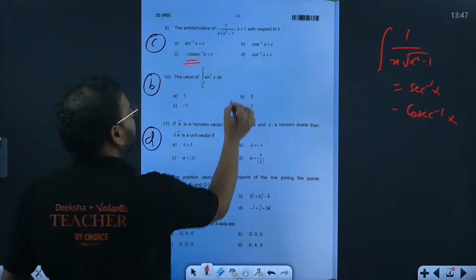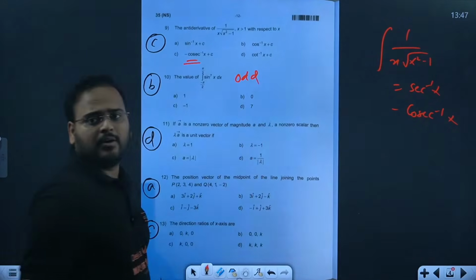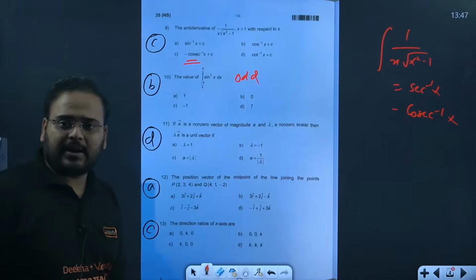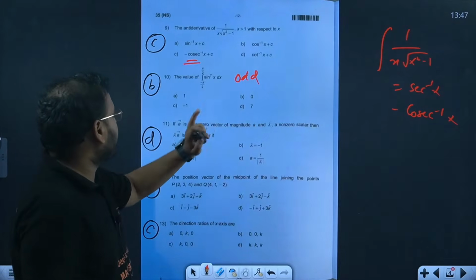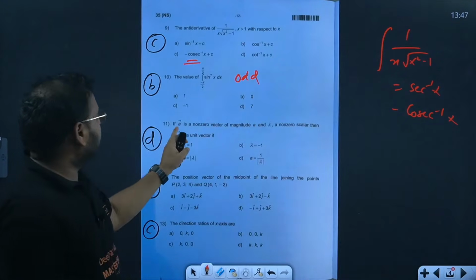This is an odd function, beta. Please check. For an odd function, the value from minus pi by 2 to pi by 2 becomes 0. So the answer is B.